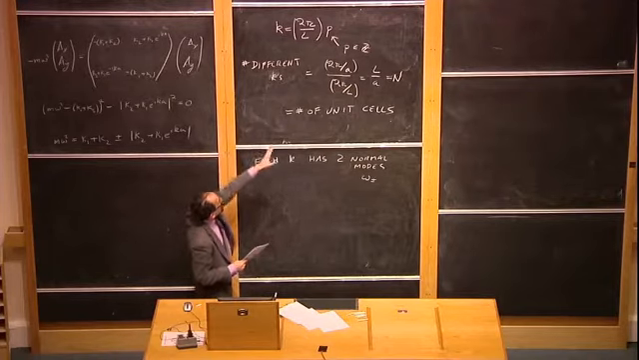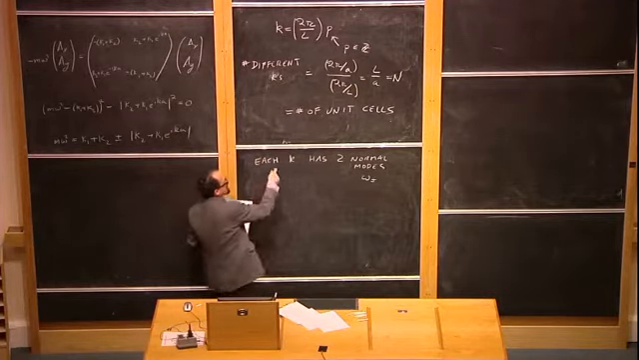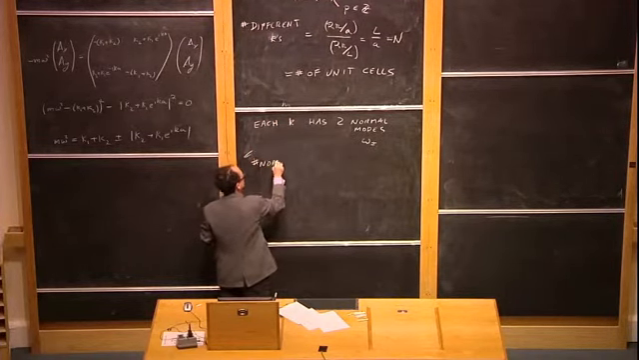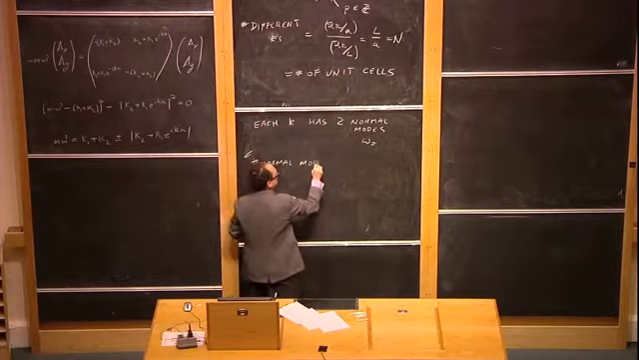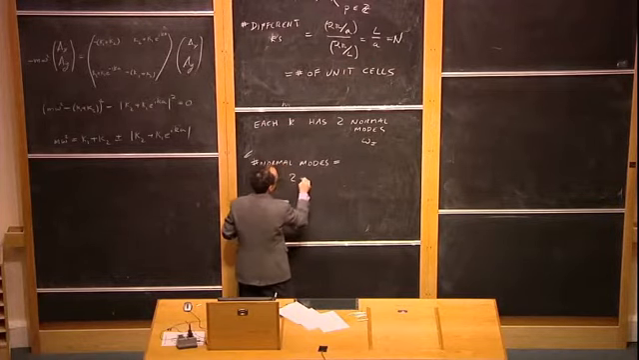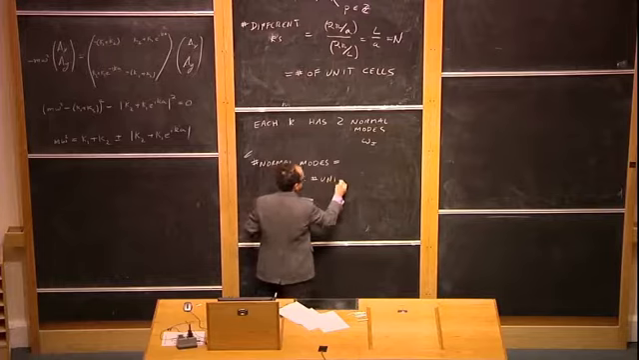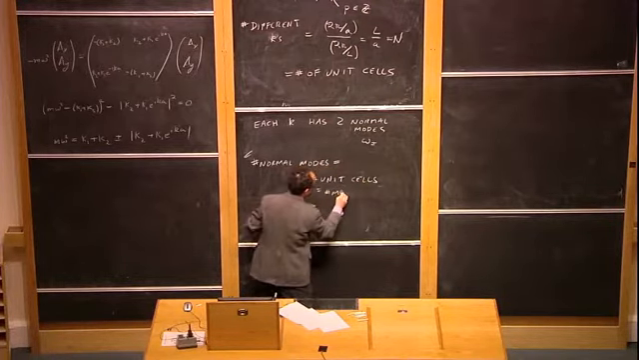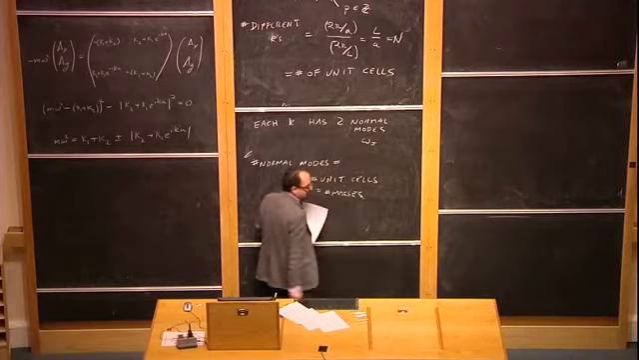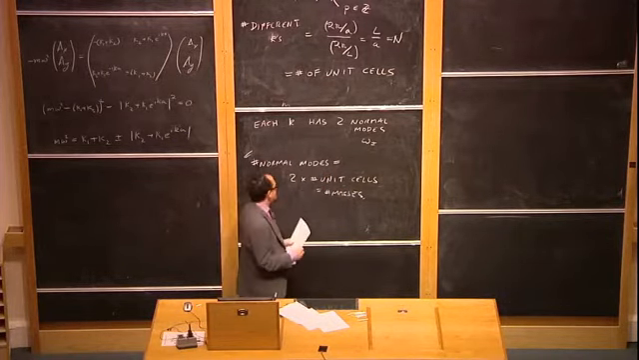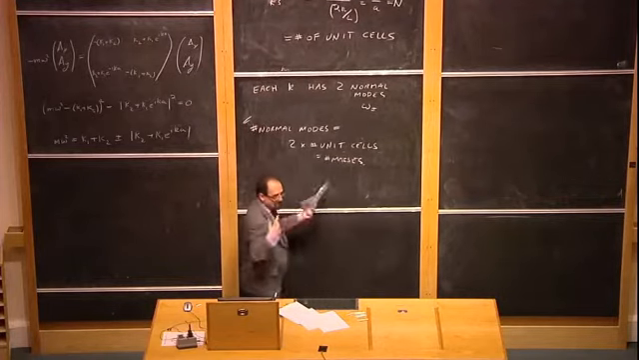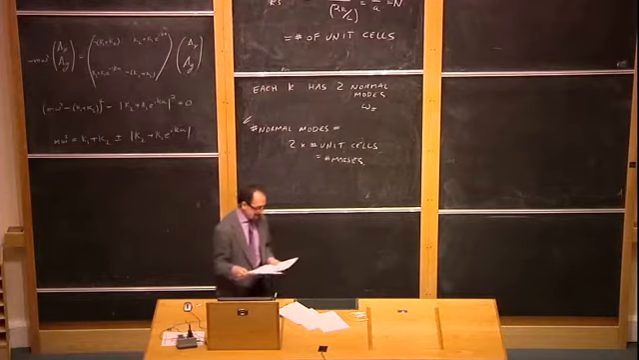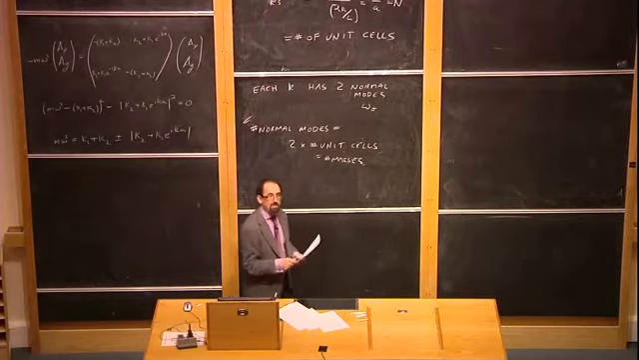The number of k's is equal to the number of unit cells, and each k has 2 normal modes. So the number of normal modes equals 2 times the number of unit cells, which equals the number of masses. And this we should have expected, because the number of masses is the number of degrees of freedom we have. So when we solve this problem, we should have exactly that many normal modes, and indeed we do. So that's good. Good? Everyone happy with that?